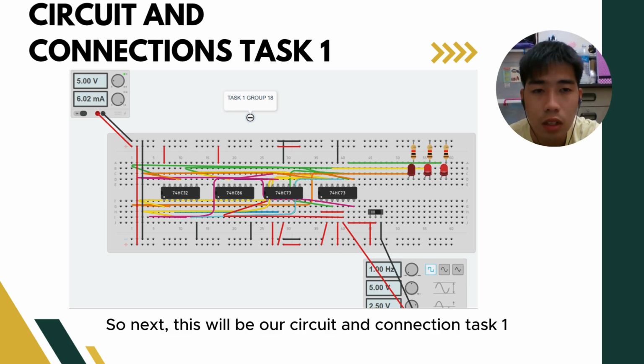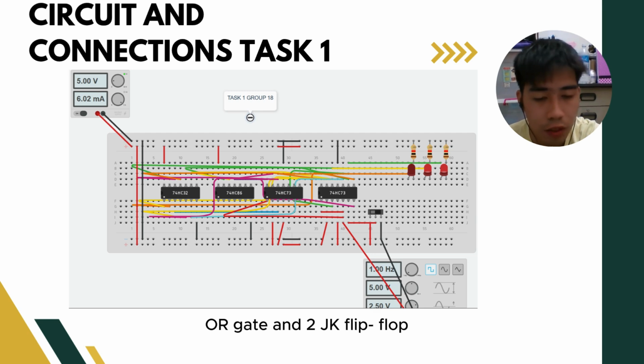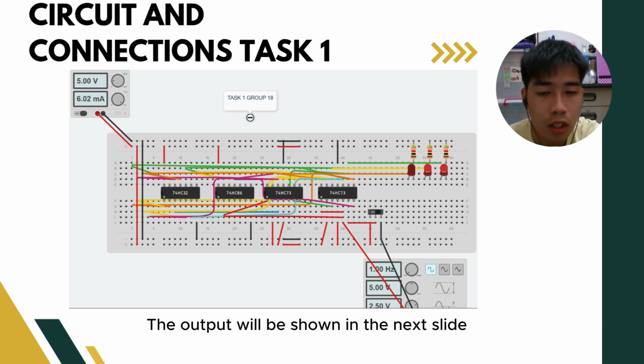So next, this will be our circuit and connection for test 1. We use an XOR gate, an OR gate, and 2 JK flip-flops. The output will be shown in the next slide.